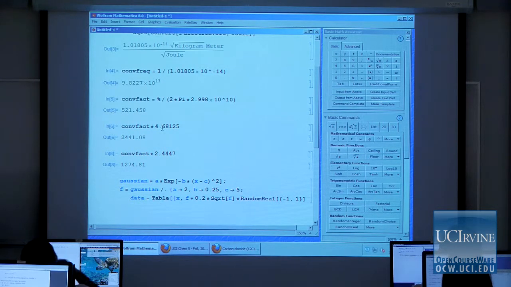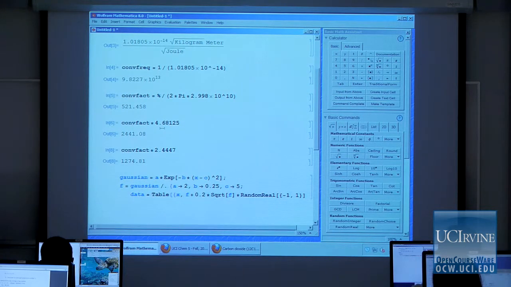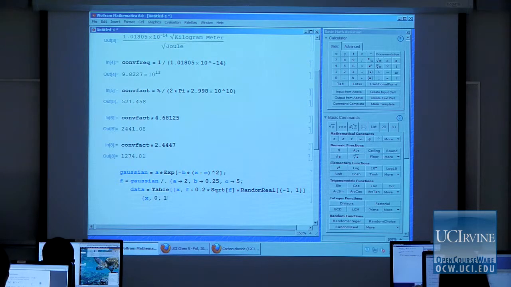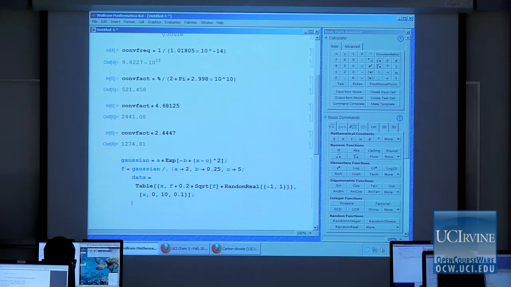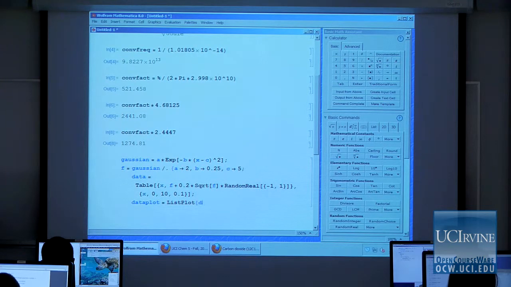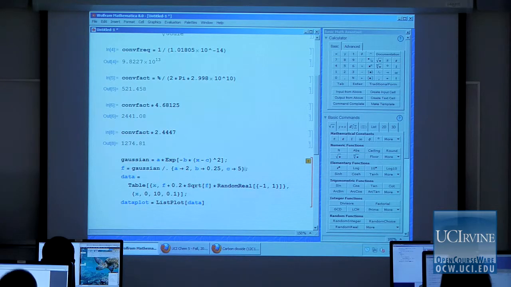Okay, and we're going to tabulate this for x goes from 0 to 10 at intervals of 0.1. Okay, put a semicolon, and I need here a curly bracket. Okay. All right, now we're just going to have a look at these data. I'll call it data plot equals list plot of data. All right, let's see if that works. No, because I'm missing a curly bracket here. Okay.